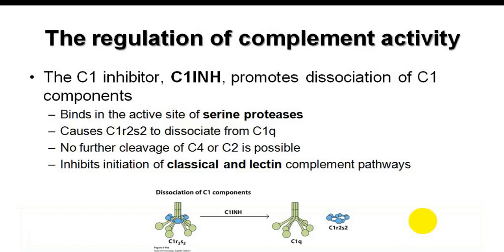Let's see this in detail. You have the C1 component, C1r2s2, you have C1 inhibitor, and this C1 inhibitor prevents C1q from associating with C1r2s2. Since association is not possible, the complement system is arrested in this very first initial stage.